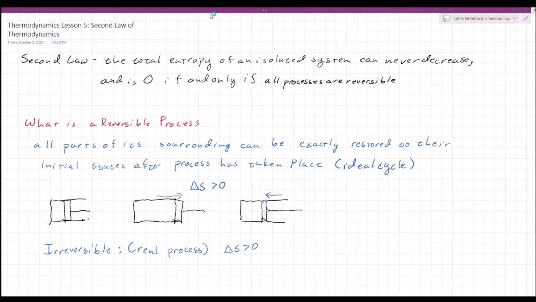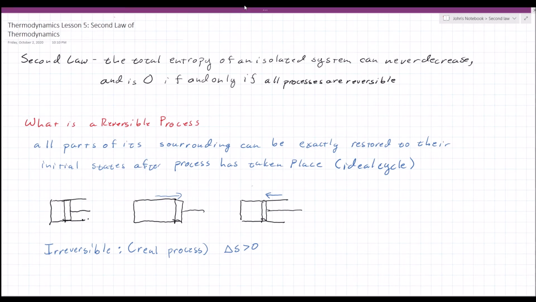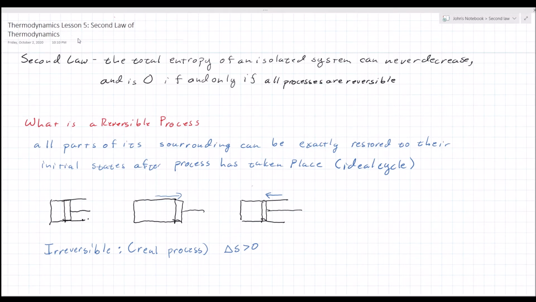But for a reversible process, we are approximating what's actually going to happen. In this case, we're going to assume that there is no heat exchange between the gas and any of the surroundings. If there's no heat exchange, energy cannot flow, therefore entropy cannot increase, in which case the change in entropy would be zero.